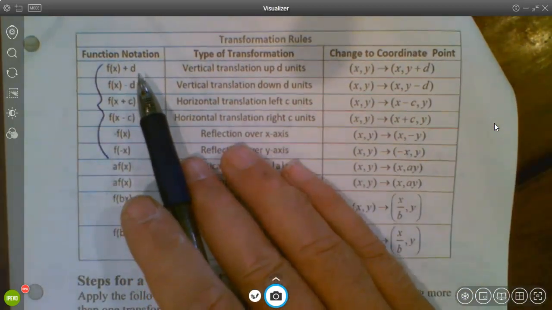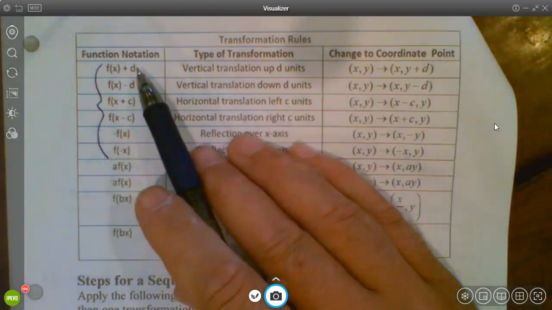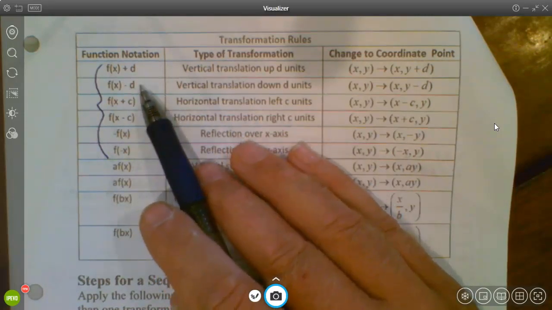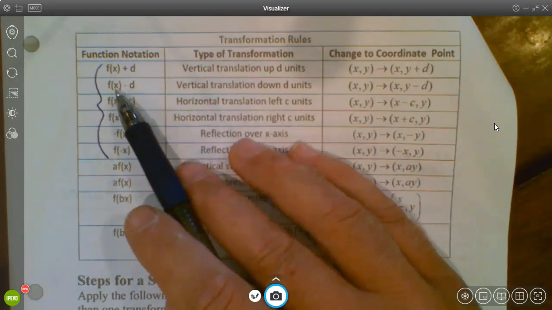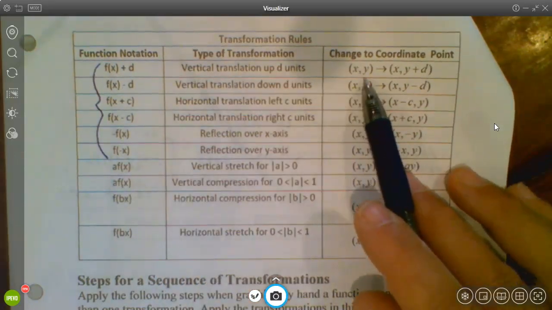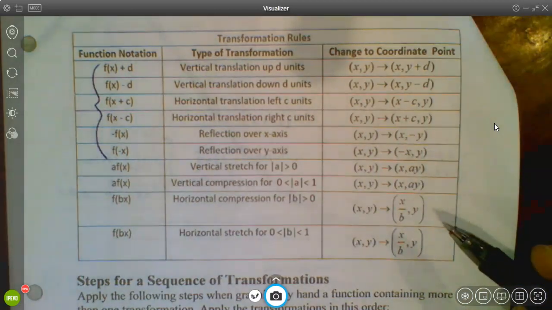The things that are not attached to x, and this is consistent all the way through, are going to affect your graph up and down. Right? So if you see a plus something or a minus something at the end or at the beginning that is not directly attached to x, you're going to have a vertical translation. And so here's what would happen. It's just a shift up or down in terms of those guys.